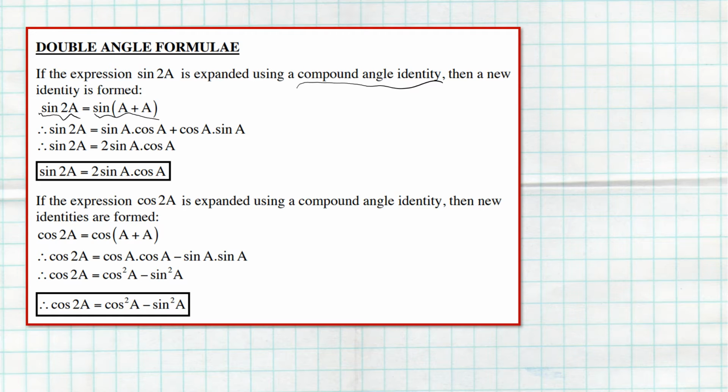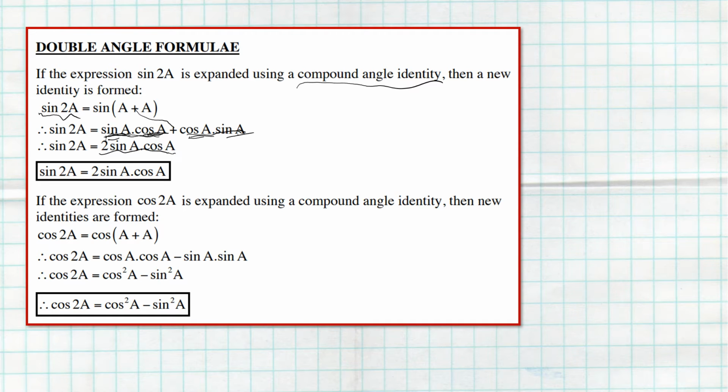It can be the same as sine a cos a plus cos a sine a. Remember, for sine we keep the sign, so the positive remains positive, but there's an interchange between sine and cos: sine cos, cos sine. Now you have sine a cos a and also cos a sine a. These are like terms, so we add them together and get 2 sine a cos a.